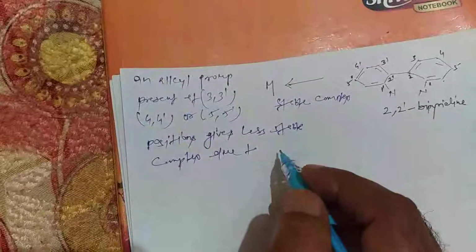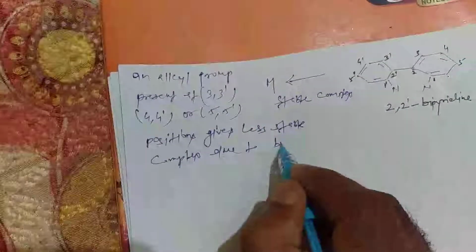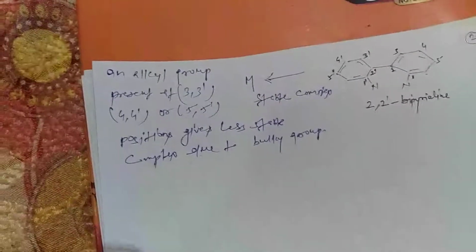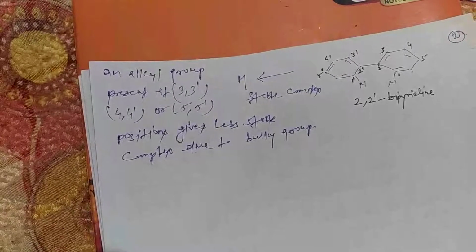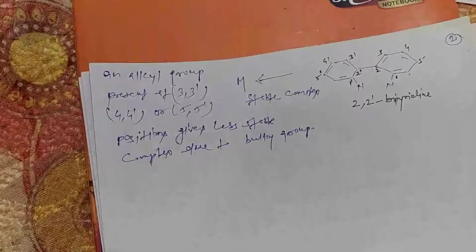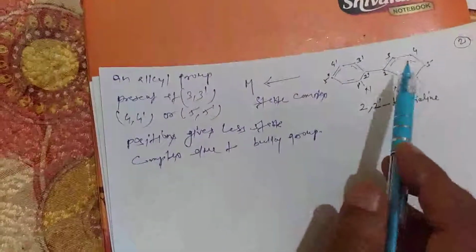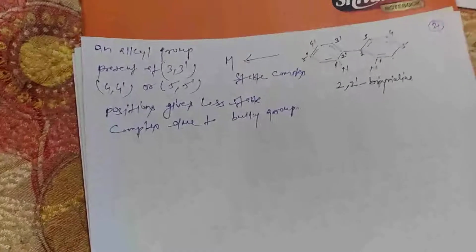Due to what? Steric hindrance or crowding. Even if you are substituting at the second position, it will certainly lose the planarity, and the 3 position will also certainly lose the planarity of the molecule. So this is the reason for the presence of a bulky group in a compound.